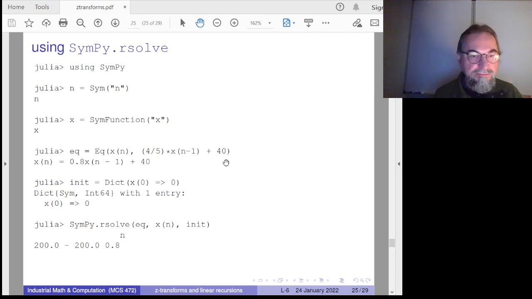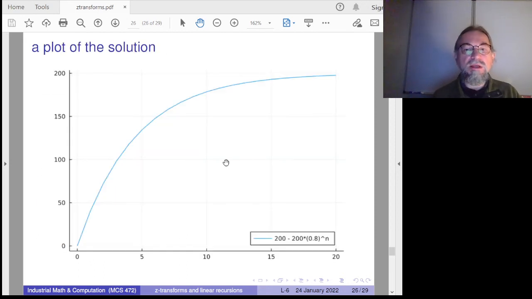And the number 200 pops up here again. So the number 200 we got from the Z transform already. Okay, so there will be a Jupyter notebook posted at the course website. Here you see the plot. The plot is also made with the Jupyter notebook.